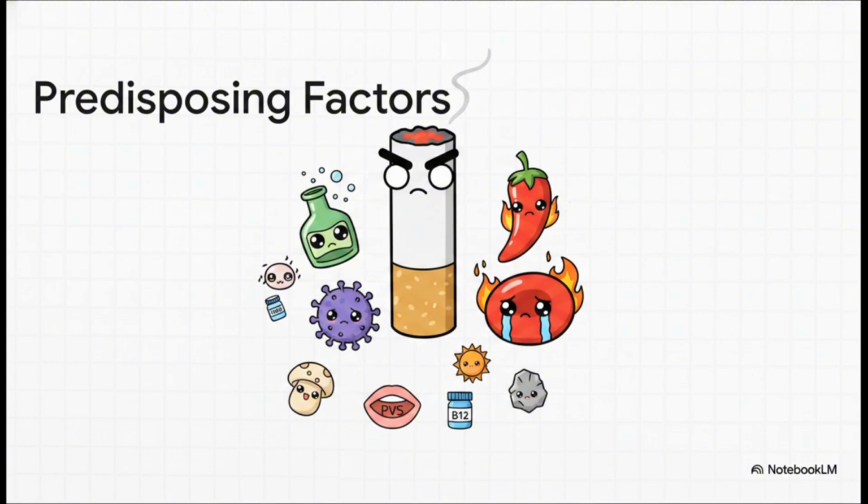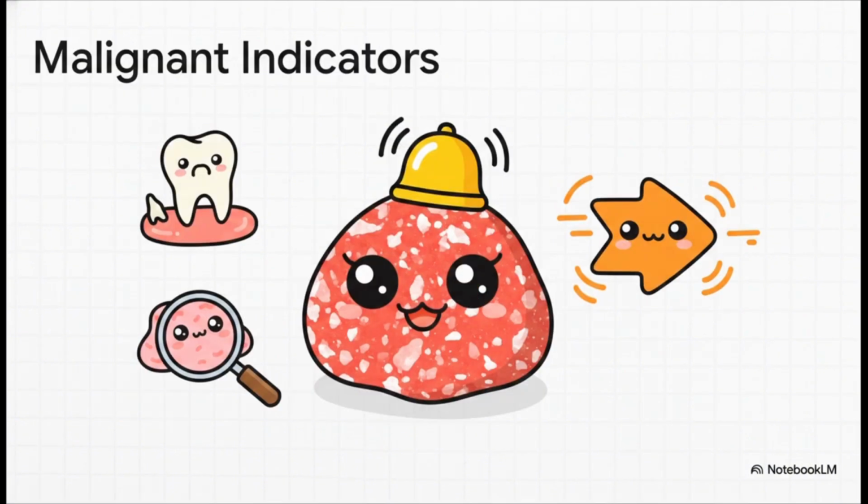But it doesn't stop there. We also need to watch out for alcohol, which has a really dangerous synergistic effect when combined with smoking. Plus, keep an eye out for viral factors, specifically the human papillomavirus, HPV-16. Other totally testable triggers include nutritional deficiencies like vitamin B12, Plummer-Vinson syndrome, and, believe it or not, even the frequent consumption of spicy foods.